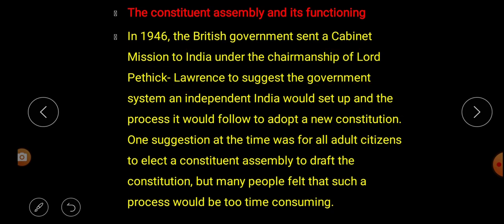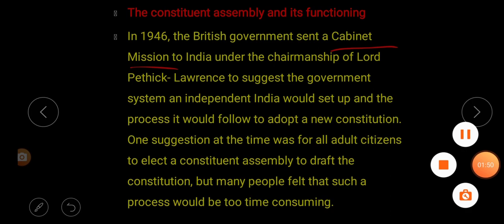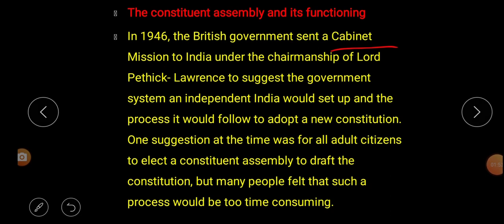So in this paragraph, it is said that in the year 1946, the British government sent a cabinet mission. Listen carefully. Sent to where? To India. Under whose chairmanship? Under the chairmanship of Lord Patrick Lawrence.